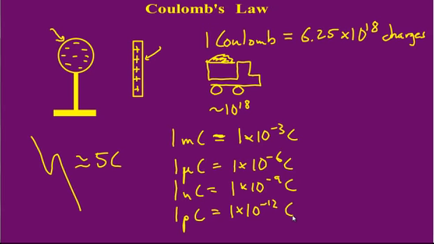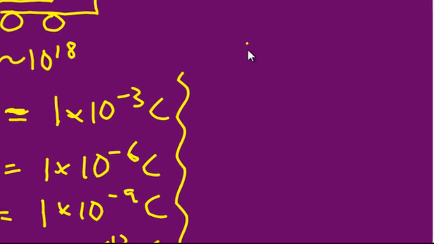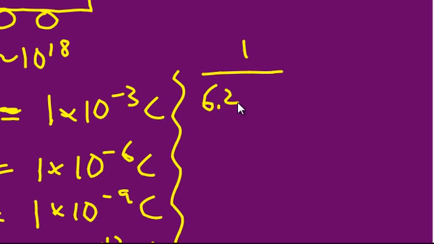How many coulombs is 1 charge? If I'm just looking at 1 electron, or 1 proton, it turns out that the proton and electron have the exact same charge magnitude. It's just that one is negative and the other one's positive. And the way that we're going to find that is we're just going to take this number and flip it around. If that's how many charges there are per coulomb, then we just take its reciprocal.